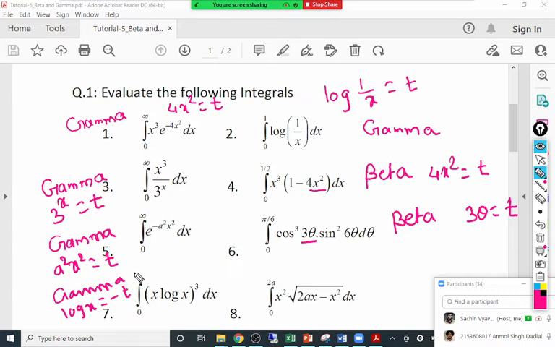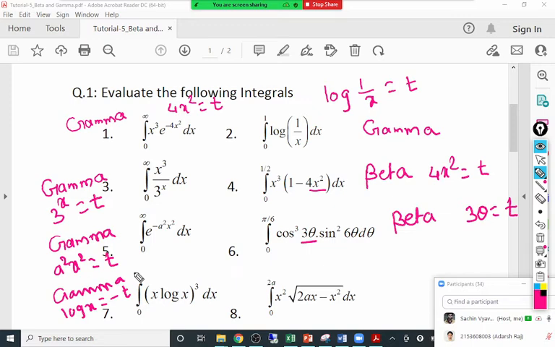X square is equal to sine theta. Yeah, you can go that way, but only sine square theta will not work. So if you want to go in a trigonometric form, you can put x square equal to 2a sine square theta. It is better, why make it complicated? A simple substitution will work for beta.